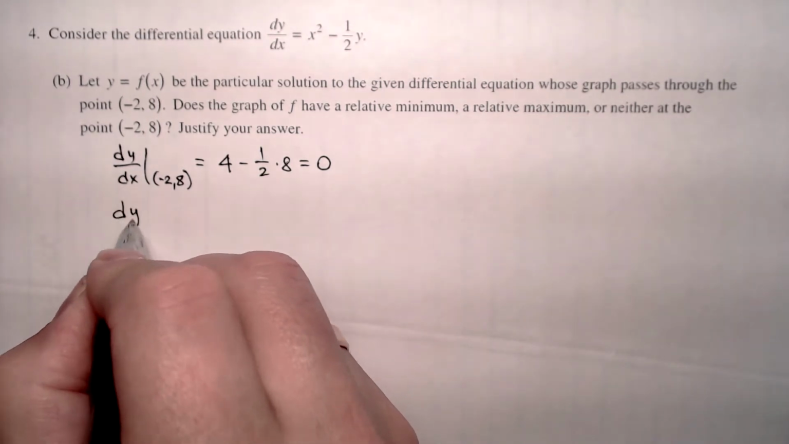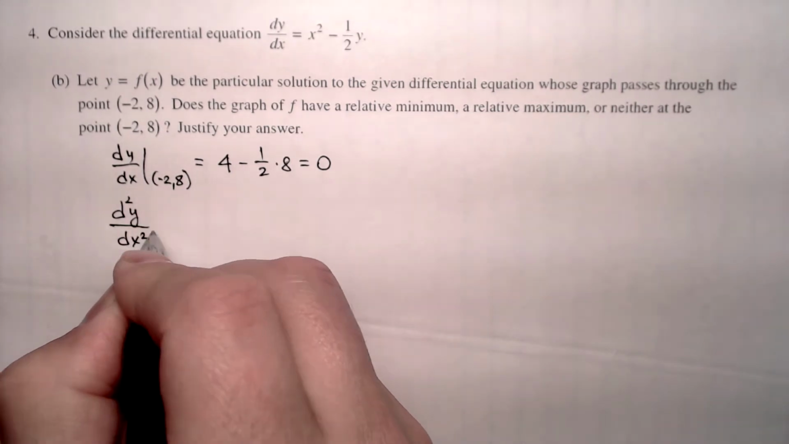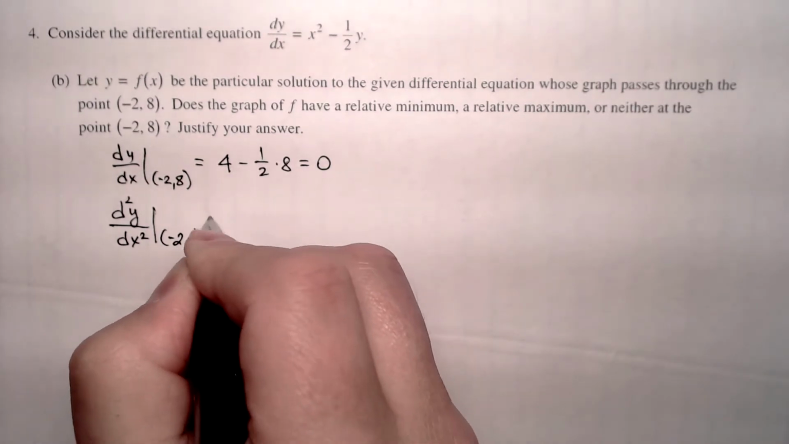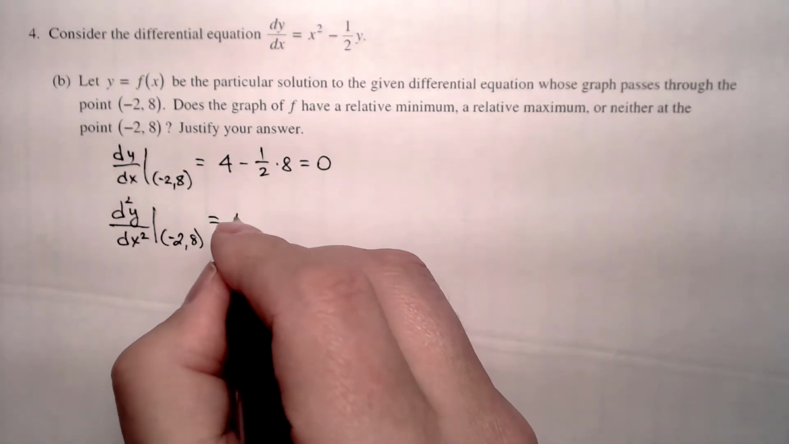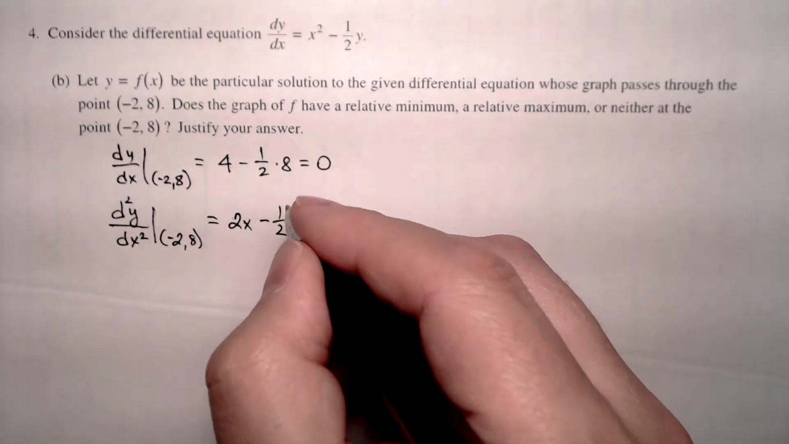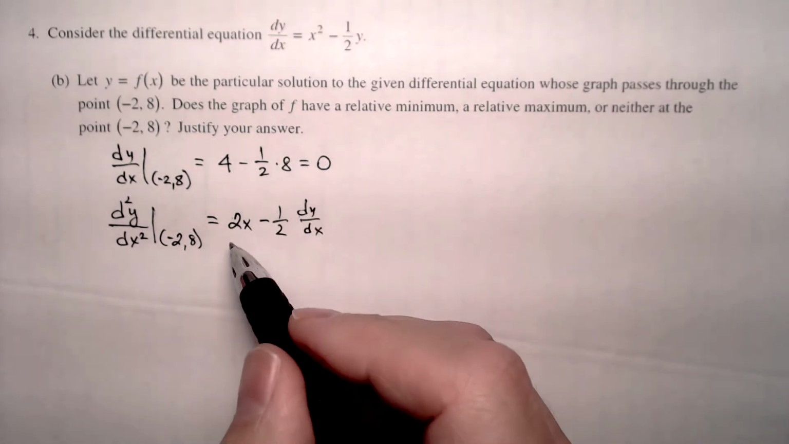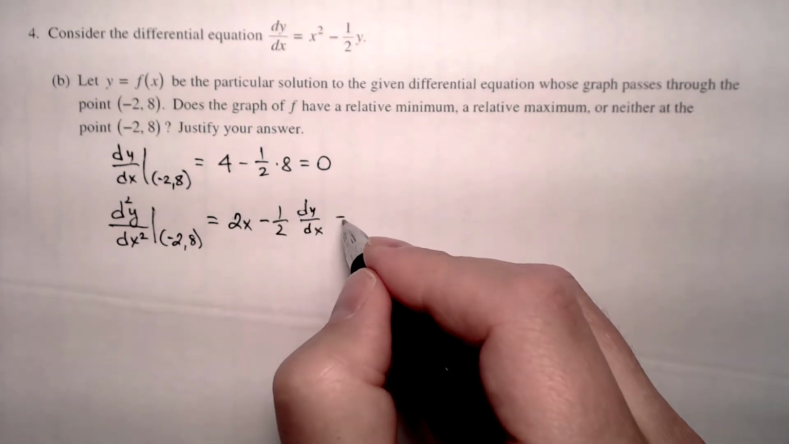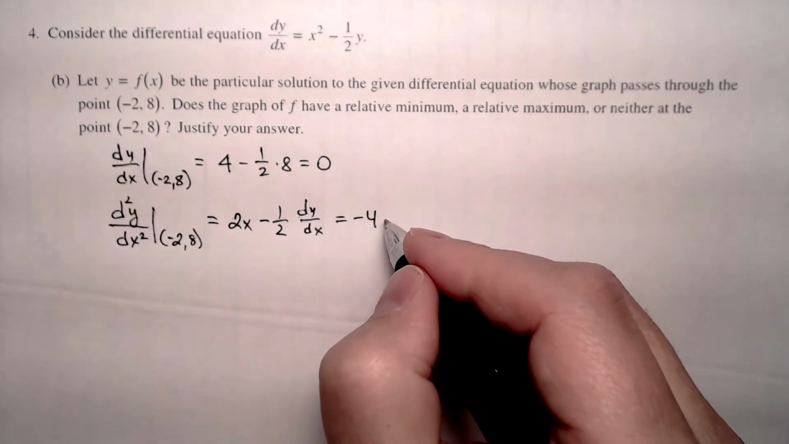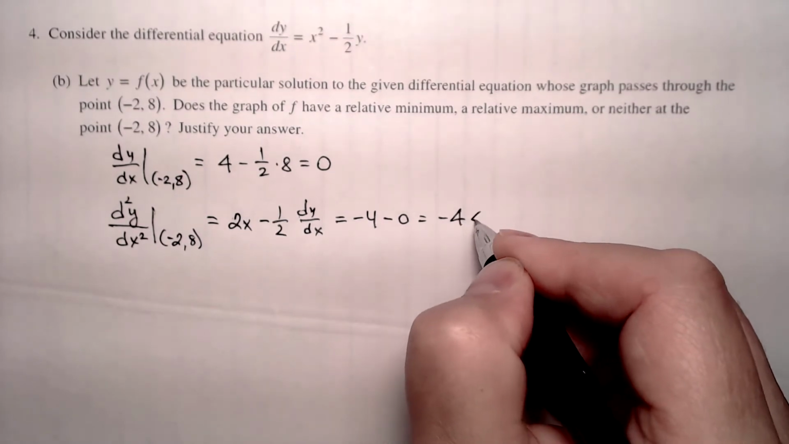We just calculated d squared y over dx squared, and again at the point (-2, 8). And the formula we had: 2x minus 1/2, and then we had dy over dx at that point. So plugging in 2x here gives us -4, and then dy over dx is 0, so minus 0, which is -4, which is less than 0.